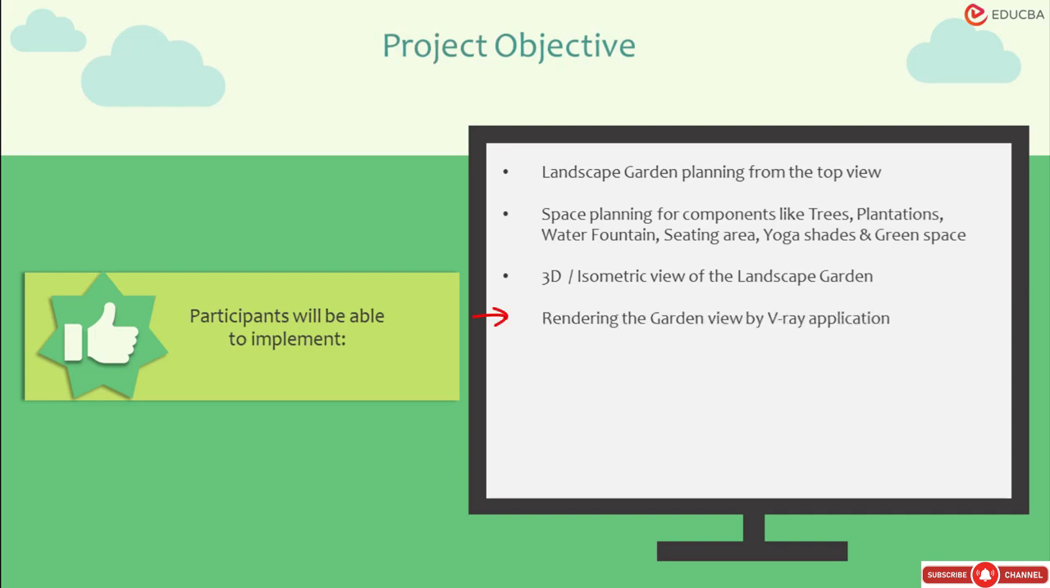Rendering the garden view by V-Ray application. V-Ray is a very important and familiar application available in SketchUp software. We can easily install it later on and give some rendering to our object or to our layout to show a realistic image. So rendering in V-Ray is also important, and we should implement that in our layout.